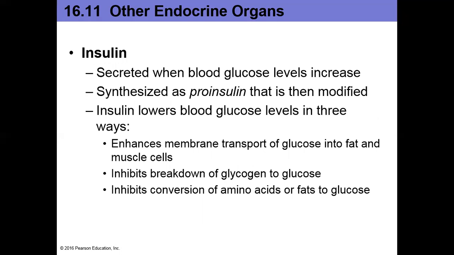That cannot be your answer, because guess what? Glucagon also regulates blood glucose. And you can't say it just has an effect on blood glucose levels, because glucocorticoids have a role in that as well, and adrenaline has a role in that. So you have to be specific.